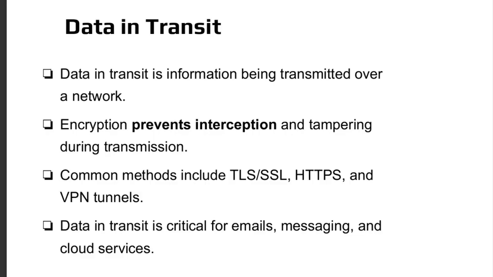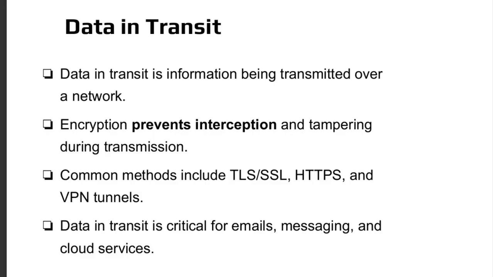The two most common ways we use for data in transit are SSL, Secure Socket Layer, and TLS, Transport Layer Security. With our web traffic, we can add encryption through HTTPS, the Hypertext Transfer Protocol Secure, which encrypts all of our web traffic, and VPN tunnels.